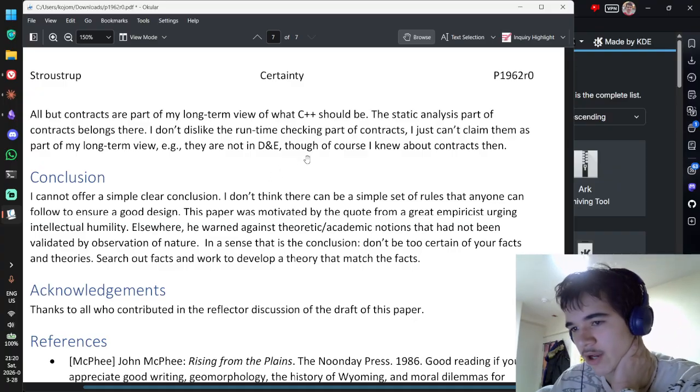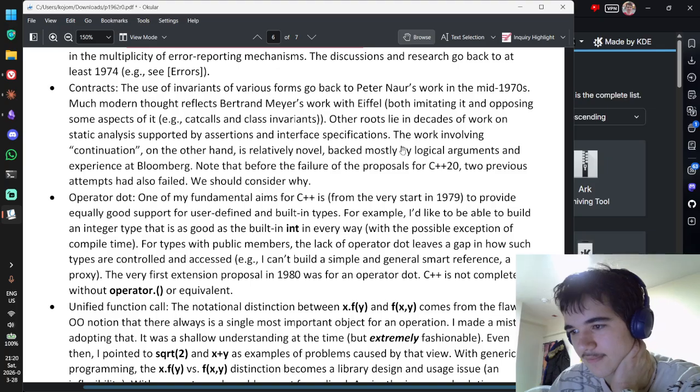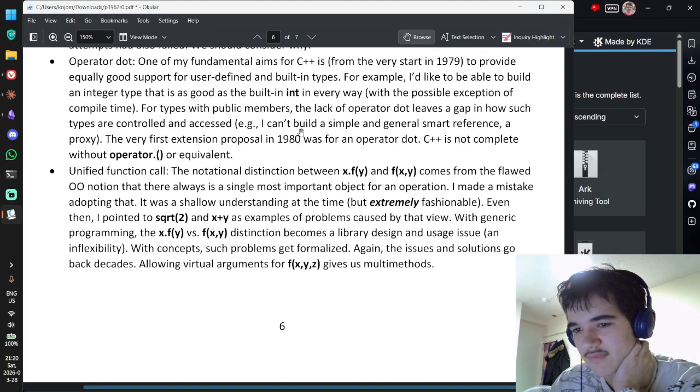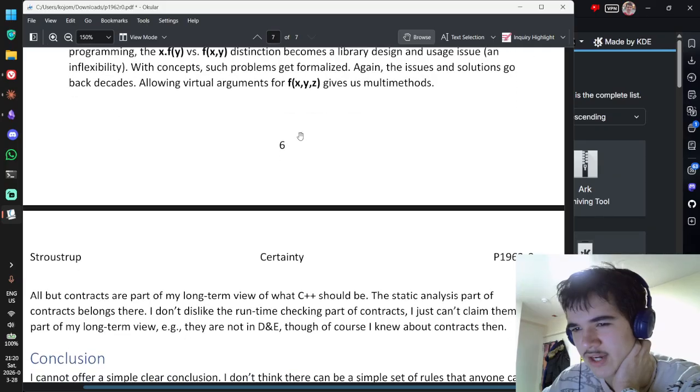Anyway, all but contracts are part of my long-term view of what C++ should be. Oh, so does he not like contracts? I kind of missed that. Oh yeah, the work involving continuation is relatively novel, backed mostly by logical arguments. Yeah, I mean continuation is important. I'm not really going to make notes on these, but they are interesting anyway.